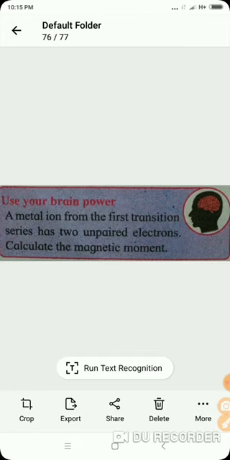And when two unpaired electrons are present, in this question the given is a metal ion from the first transition series having two unpaired electrons. Calculate the magnetic moment. We know the value of n, and n is equal to 2, that is two unpaired electrons. So how can we calculate it? For this we need the spin only formula, which is mu equal to under root of n into n plus 2 BM.